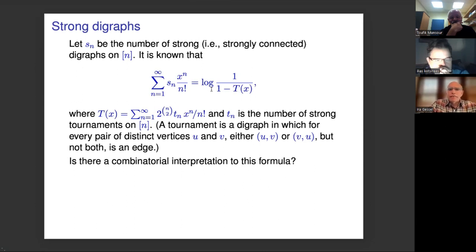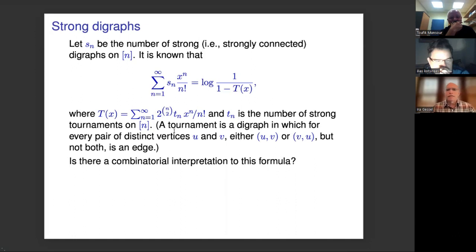But there is a fairly simple formula that something equivalent to this was found by E.M. Wright. He found a recurrence that he didn't write in this form, but he wrote down something equivalent to this, so that this generating function can be written as log of 1 over 1 minus some generating function t of x. And t of x is the generating function for these numbers t sub n that count strong tournaments, but multiplied by 2 to the n choose 2.